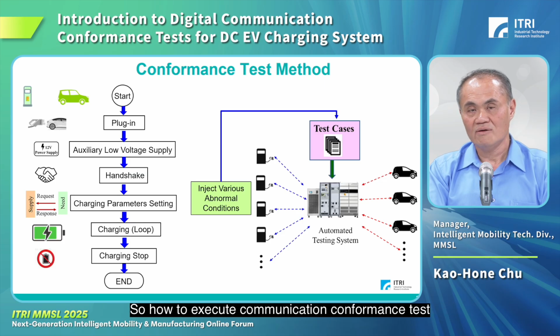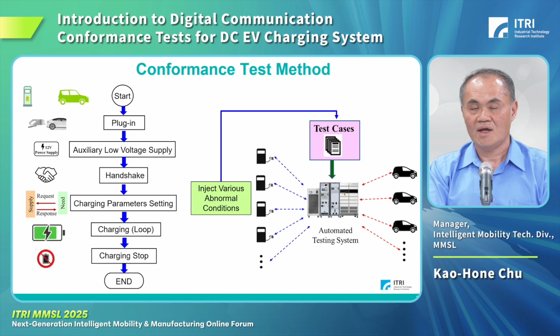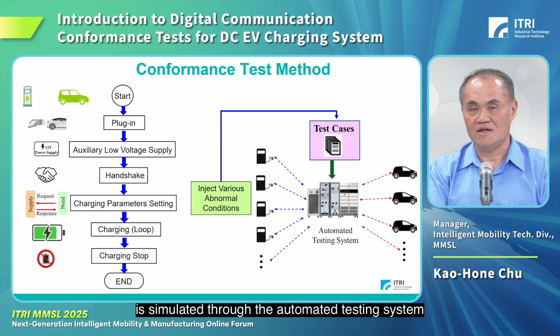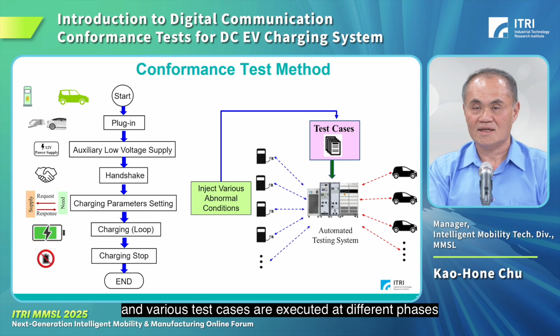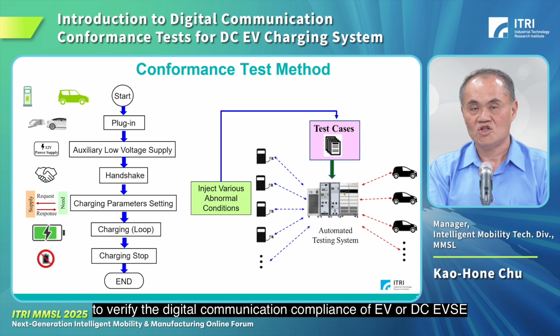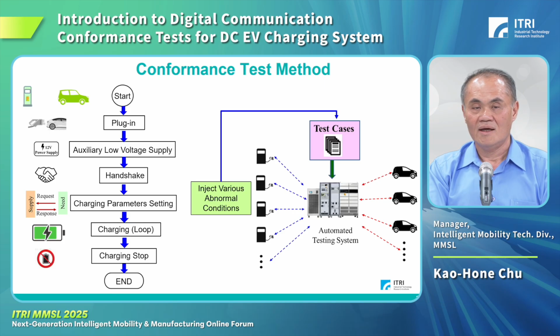So how do we execute the communication conformance test? In short, the DC charging process is simulated through an automatic testing system, and various test cases are executed at different phases to verify the digital communication compliance of the EV and/or DC EVSE.